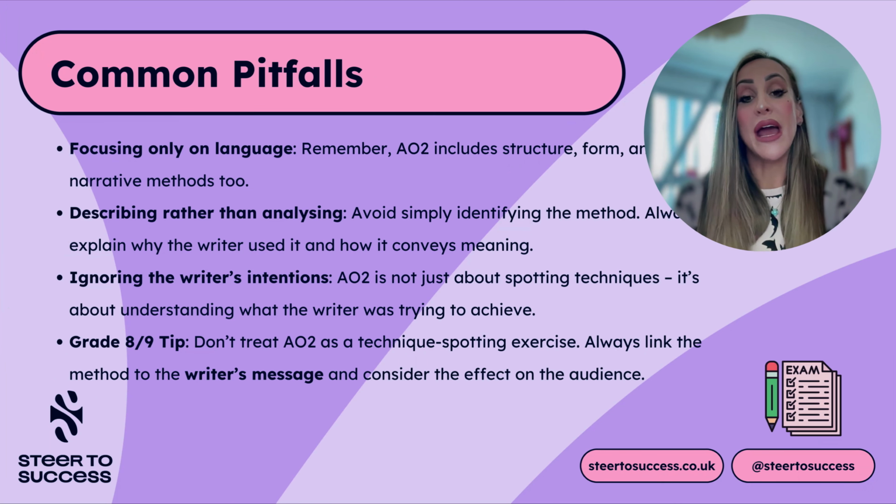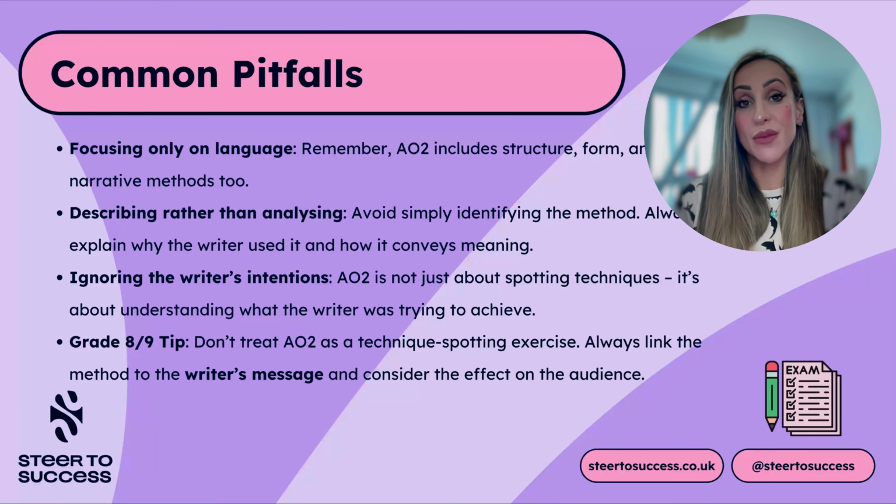Remember, AO2 encompasses structure, form, and narrative methods too, as well as characterization. That falls within that. We've got a whole different session on that. So if you haven't already seen that, do go and check that out. And describing rather than analyzing. Avoid simply identifying methods or just the method. Always explain why the writer used it and how it conveys meaning. And don't ignore the writer's intentions.